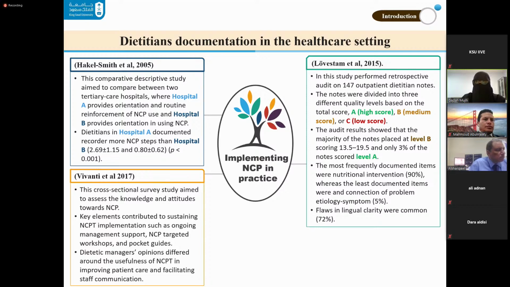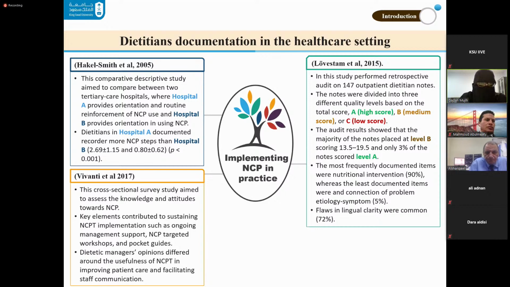Other study performed a retrospective audit on 147 outpatient dietitian notes, and they put them in 3 levels. Level A, which is a high score, level B is a medium score, and level C is a low score. The audit results showed that the documentation level falls in level B mostly, and also only 3% of the notes scored at level A. The most frequently documented item was nutritional intervention, while the least was problem etiology symptoms.